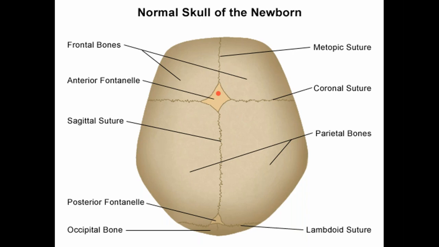So what about the anterior fontanelle and the posterior fontanelle? The anterior fontanelle is also called the bregma. This is the posterior fontanelle, and this is the anterior fontanelle called the bregma. What about the closure of the anterior fontanelle? Anybody knows? It is usually closed by the age of 9 to 18 months.